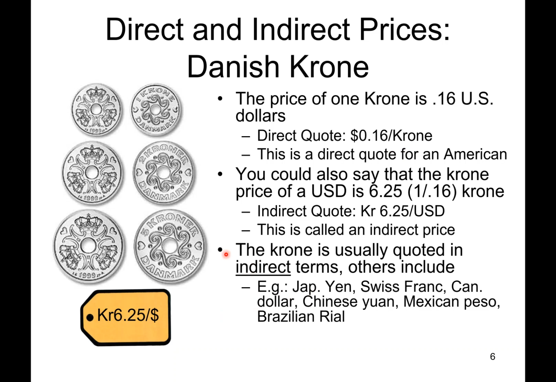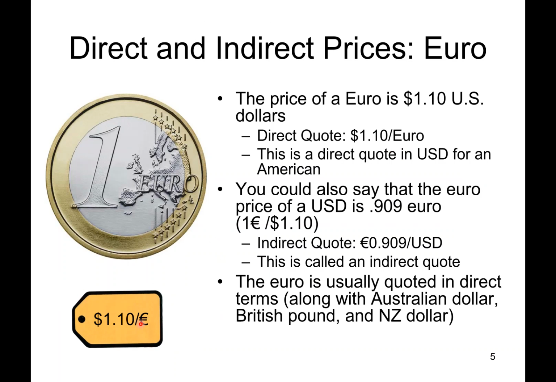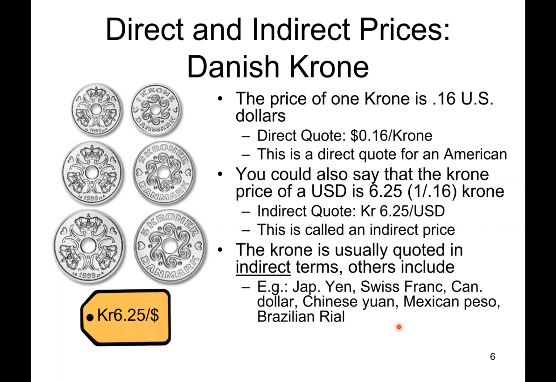Now, unfortunately, in the world, the krone is usually quoted in this weird indirect term. And actually, all the currencies besides the 4 we mentioned on the last slide are generally done in this indirect quote, meaning the foreign currency price of 1 US dollar versus, say, the dollar price of one foreign currency. So my direct quotes are the euro, the Aussie, the British pound, and the Kiwi, and indirect quotes are generally all the other ones.